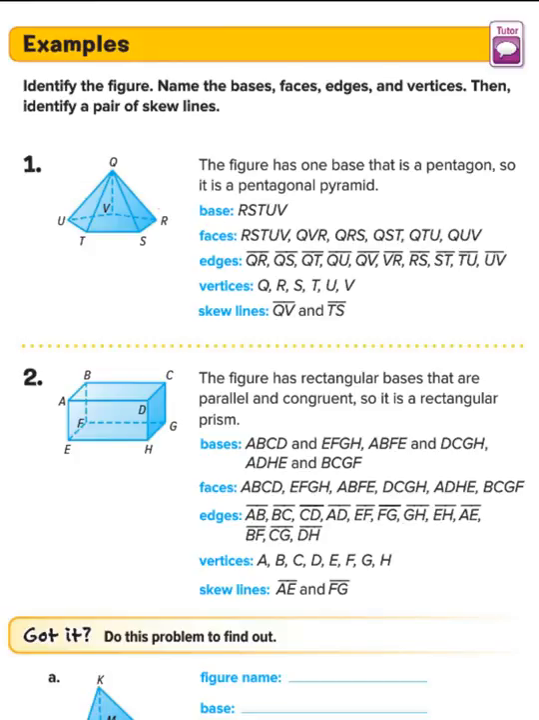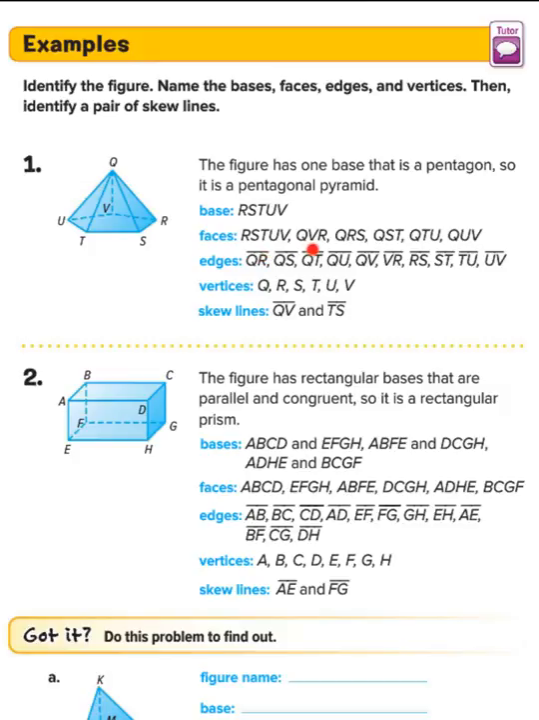Well, our base consists of, now, you might be wondering, where do we get all these letters? You simply just pick letters of your own to name each vertex. Okay, each vertex, so the vertices. So our base is R, S, T, U, V. Okay, that's our base. And then the faces, well, our base is one face, right?